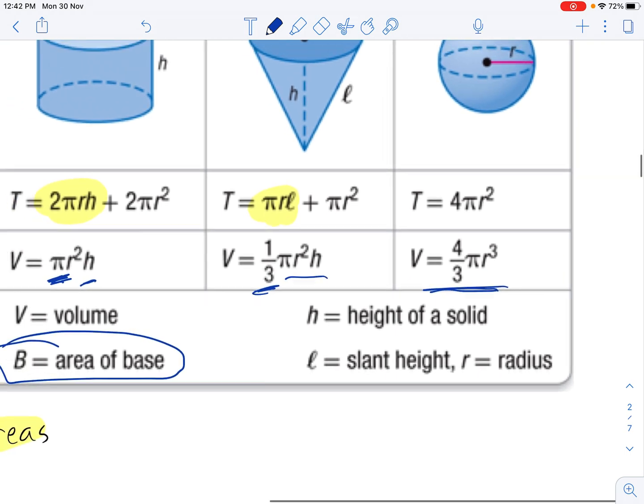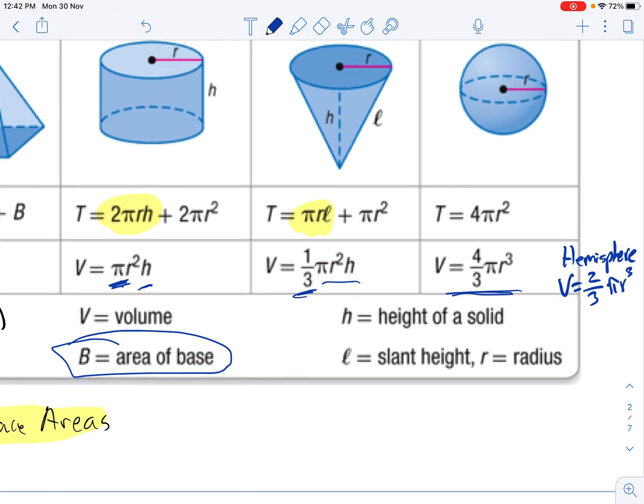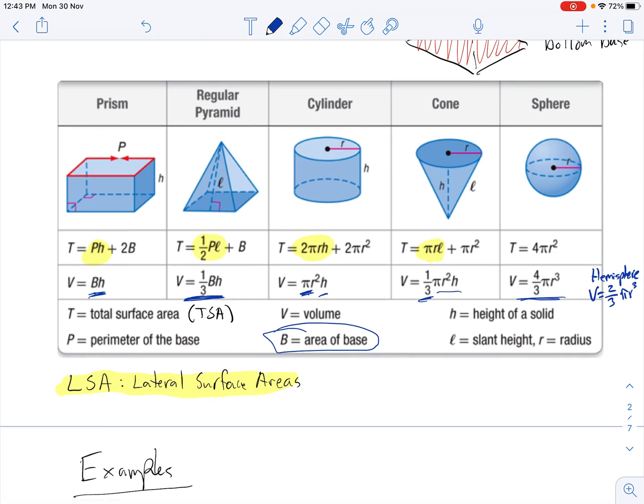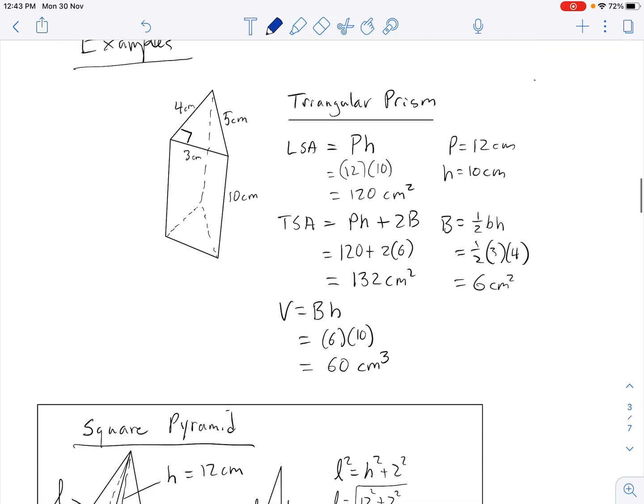Now if we're doing a hemisphere, the volume would be exactly half of that, 2/3 pi r cubed, because it would be half of that. Now notice the radius is to the third power, so if the radius is 5, it'd be 5 times 5 times 5. So be careful of that. So let's look at some examples.